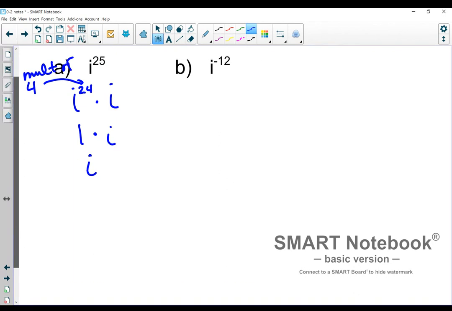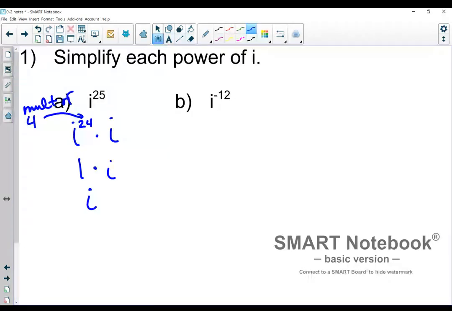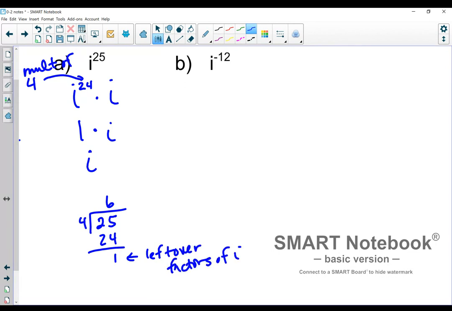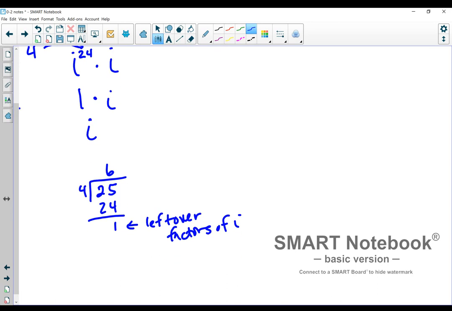Another way that teachers often show students is to look at how when I divide 25 by 4, my answer is 6. So I'd have 6 groups of 4. That would mean 6 factors of i to the 4th, which is just 1. And then the leftover, this is going to be my leftover factors of i, and this is going to be equivalent to our answer. So i to the 25th would equal i to this power, which is just i. And that will always work. You can always divide by 4, use that remainder as your exponent.